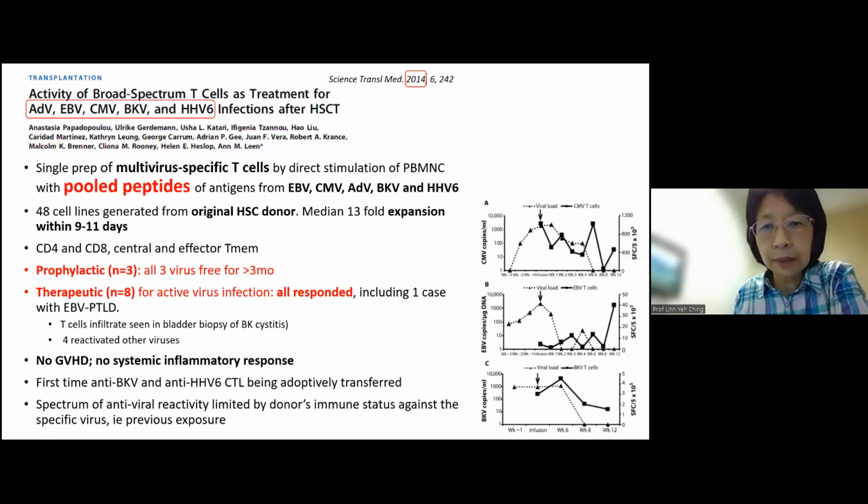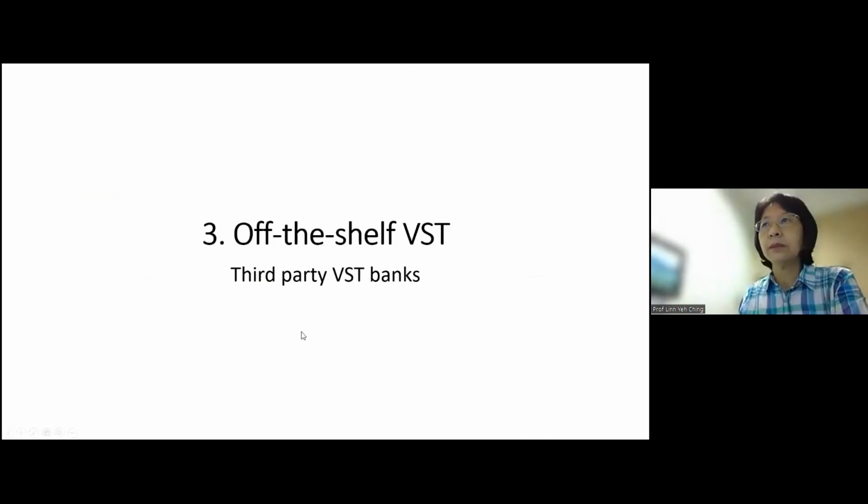But understandably, the spectrum of antiviral reactivity is limited by the donor's immune status against that specific virus. That means the donor has to be immune to the virus in order to be able to produce the virus-specific T cells. So that brings us to the next development of VST, which is from third-party donors, frozen in a bank for use as an off-the-shelf product, just like drugs.